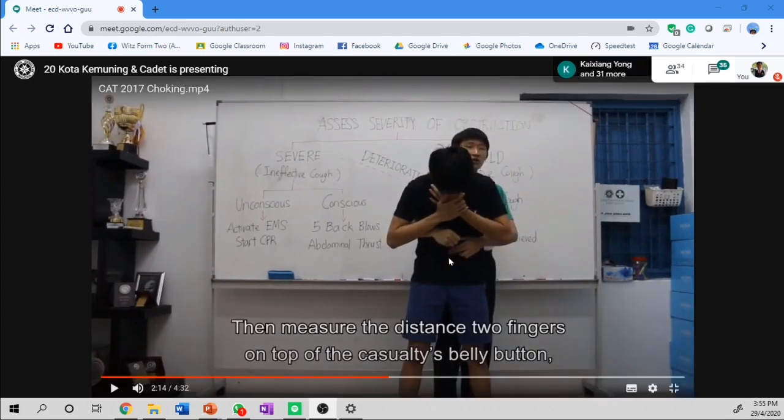As you can see, he tries to determine where the belly button is. Then the belly button on top, two fingers facing the fist that you just made. Thumb inside and then close the fist.